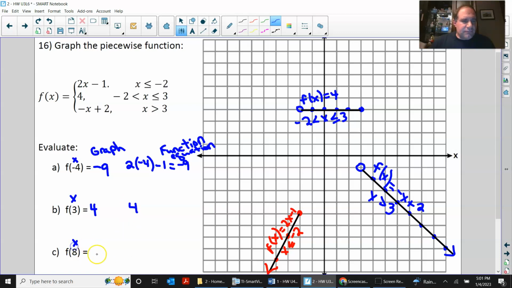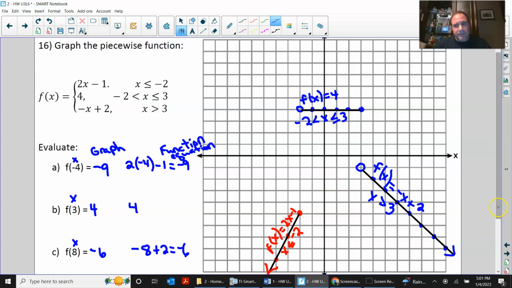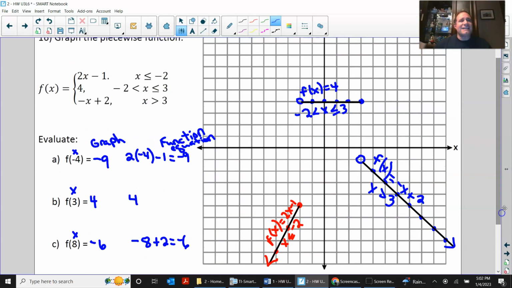When x is 8, what's the y? So I'm going to go straight over to 8. The y is 1, 2, 3, 4, 5, 6. Negative 6. And 8 would fall right into this one. So if you're using the function equation, you would go negative 8 plus 2 is negative 6. Either way, you could use the graph and the function. It should come out to be the same answer. Just remember, inside parentheses, that's the x, that's the input. And they're asking for what the output would be when x is that. And that is it.